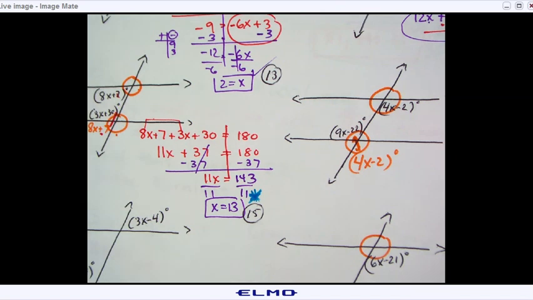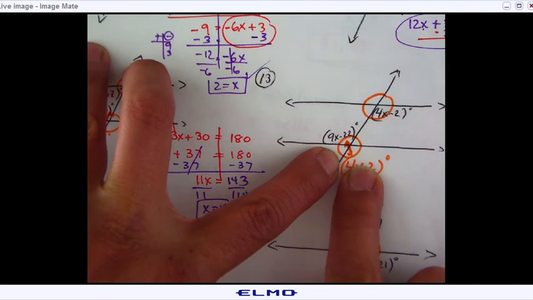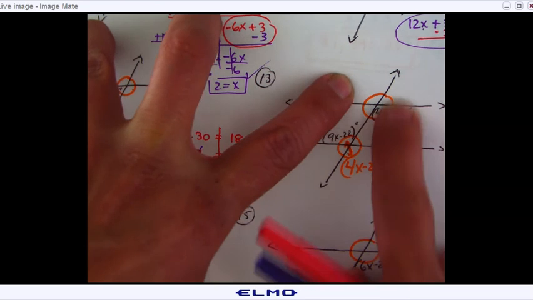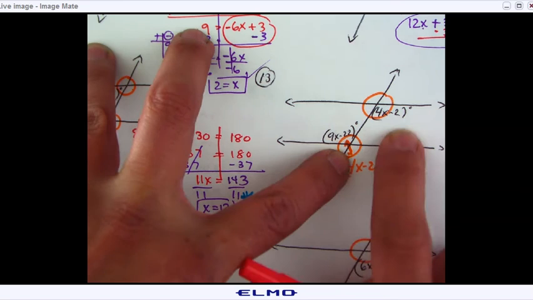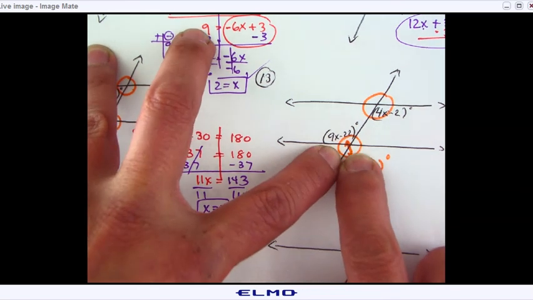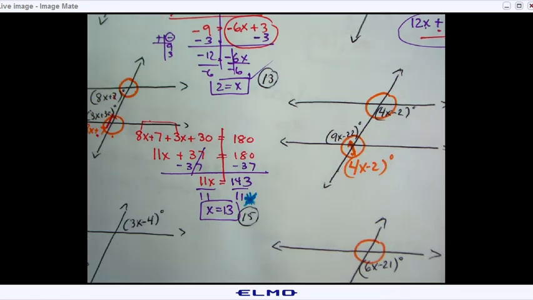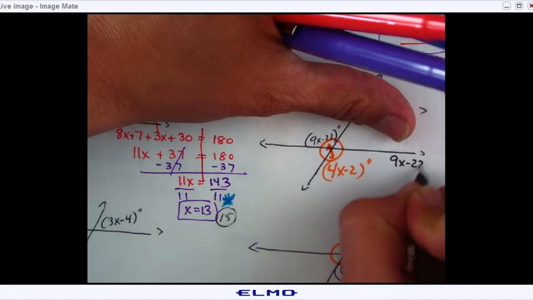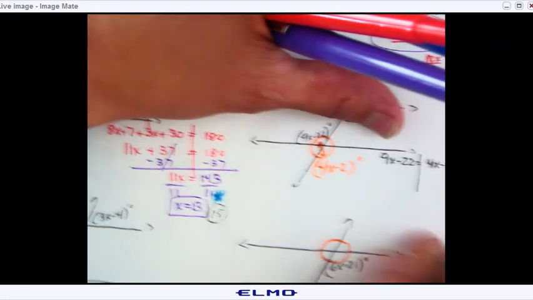At number 13, I helped you guys out, I think during the test. If you take out this circle and put it onto the other plane, the 4x minus 2 would fall right in the corner, and they are diagonal from each other, so they're going to be equal to each other. So let's do that. 9x minus 22 equals 4x minus 2.